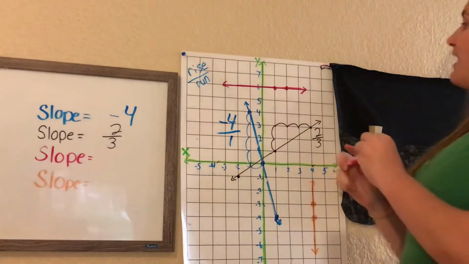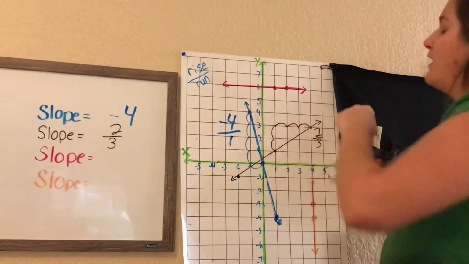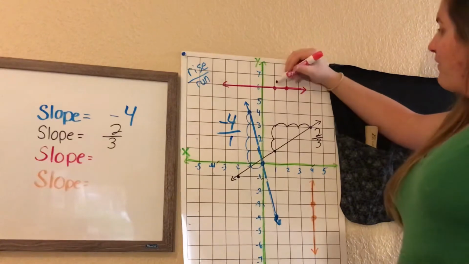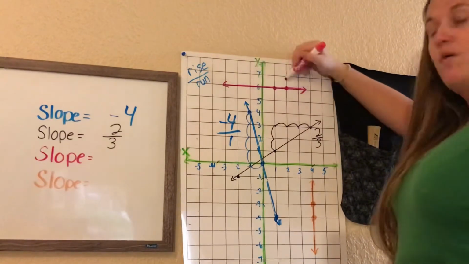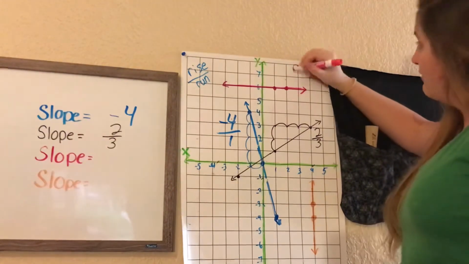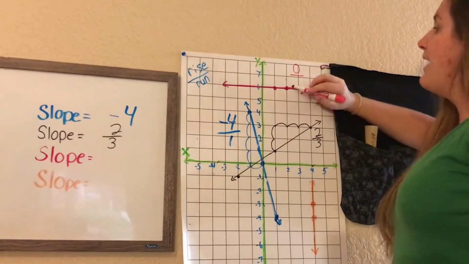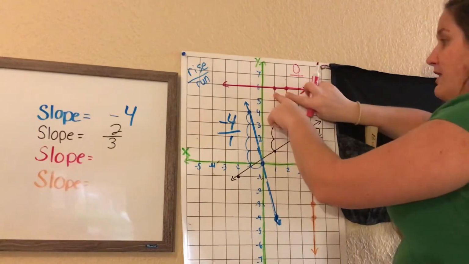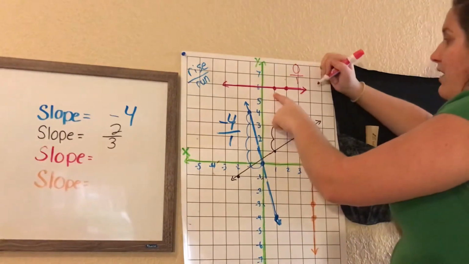As for this line up top here, it's a straight horizontal line. My rise, so how far up am I going between these 2 points? It doesn't seem to be going up at all. So put a 0 on top. And then as for run, if I look at the distance it runs between these 2 points, it's a 1.